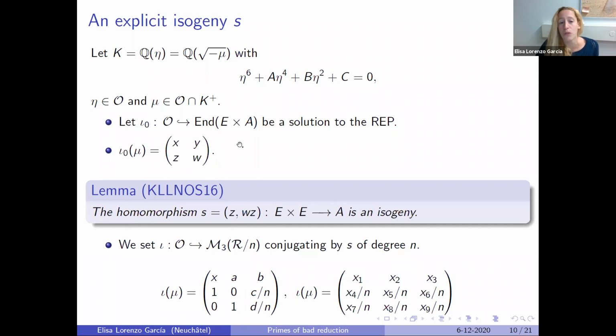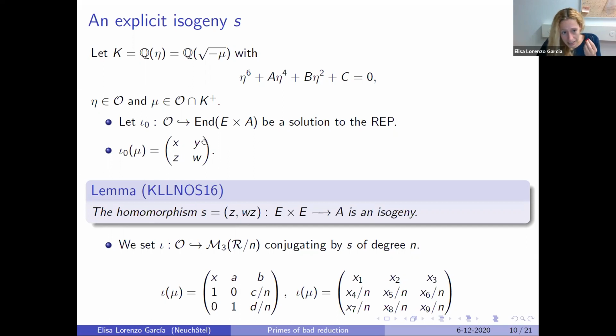W is an endomorphism of A. It's not really such a matrix, but we have something like this. In this previous paper it was a small variation: instead of mu, we took eta, but we can do it with mu. This time we do it with mu because we saw that for the algorithm it is better. So it is more efficient if we consider mu.